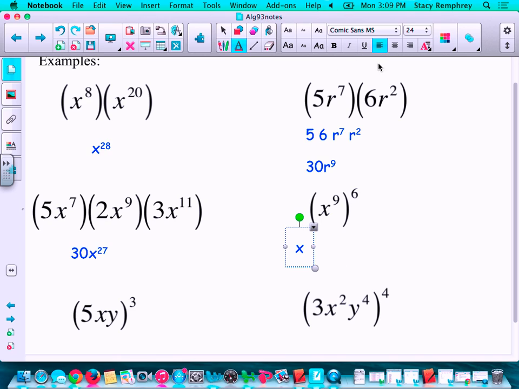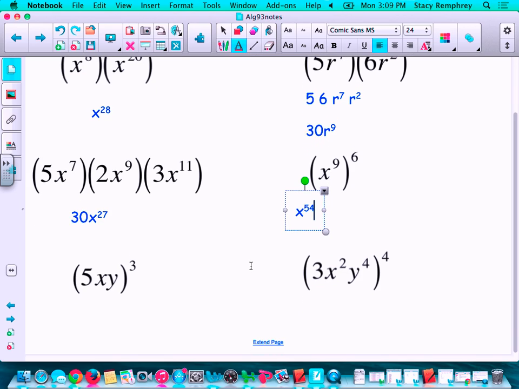This one is our power to a power rule. So I have x to the 9th 6 times. So I'm going to multiply the exponents. That gives me x to the 54th.